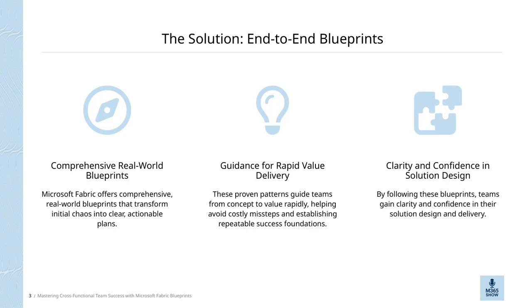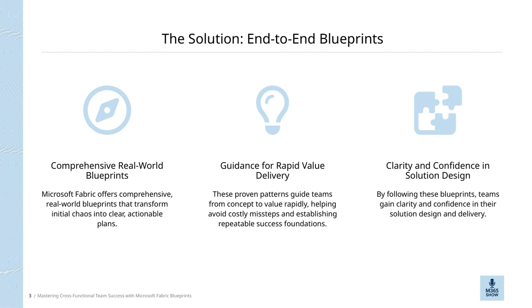Let's take a closer look at how mastering cross-functional team success with Microsoft Fabric blueprints can really make a difference. By following these blueprints, teams gain clarity and confidence in their solution design and delivery. This means you can approach your projects with a clear understanding of each step, reducing uncertainty and boosting confidence. These proven patterns serve as a reliable guide, helping teams move quickly from initial concept to delivering real value. They help avoid costly mistakes by providing a structured framework, so you're not reinventing the wheel each time. Instead, you're building on established foundations for repeatable success.